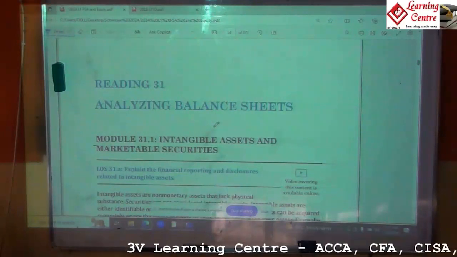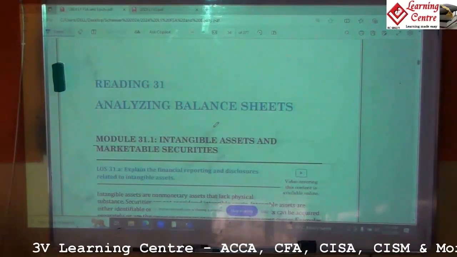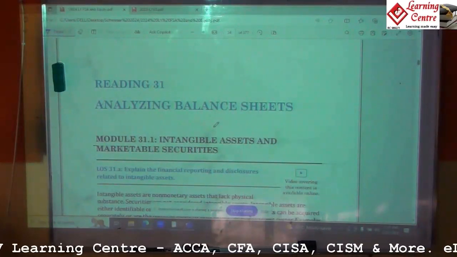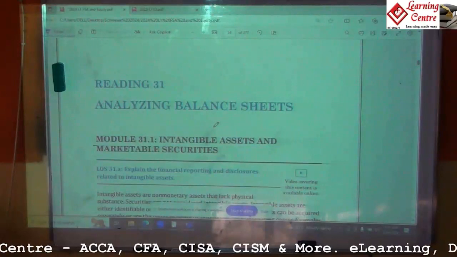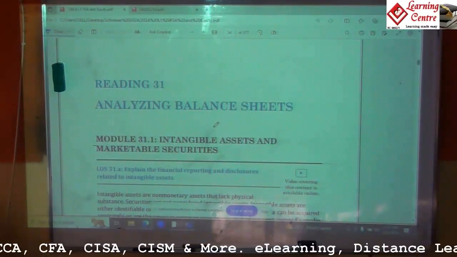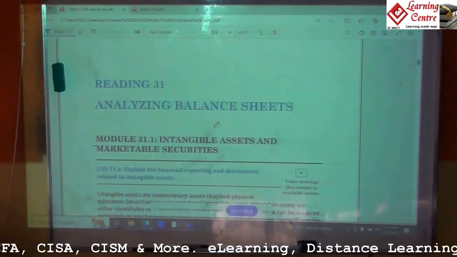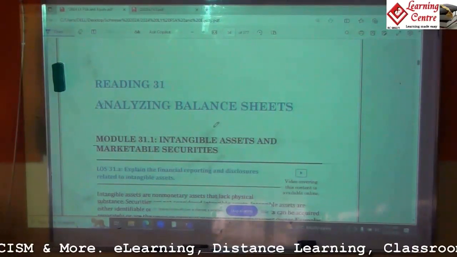So liquidity-based, and the second one is classified. Classified is where you group all non-current assets together, group all current assets together, group all non-current liabilities together, and group all equities together. That is your classified-based balance sheet.